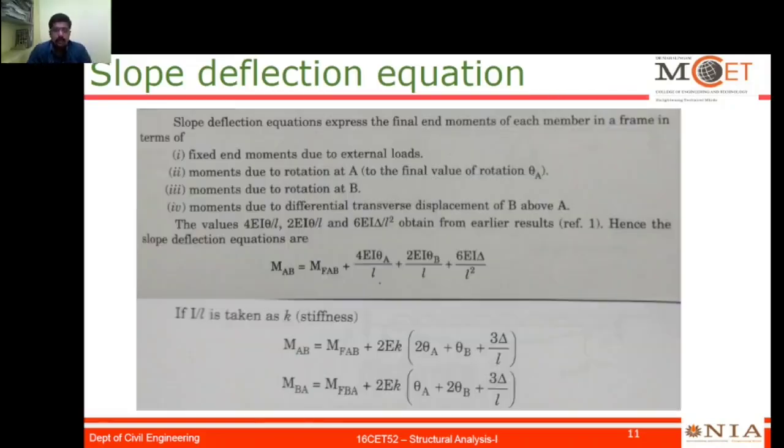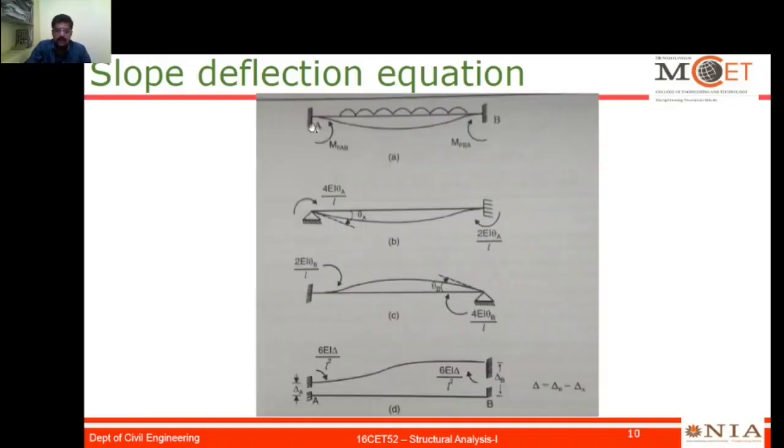Next, how are we going to represent the slope deflection equation? We need to find the final end moments. First we need to find the fixed end moments due to the external loads. In this diagram, we are going to first find the fixed end moments. MFAB is the fixed end moment at A, and MFBA is the fixed end moment at B.